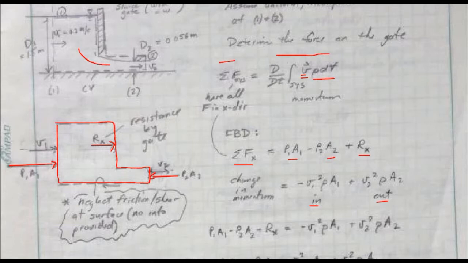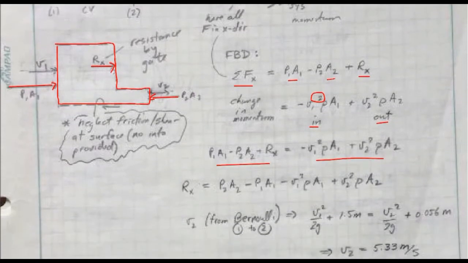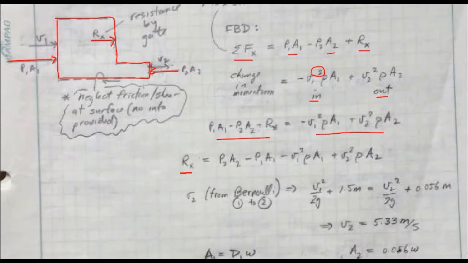So in this case, it's important to remember that you're always going to have a squared term for the velocity when you have the momentum. You have mass times velocity, again times the cross-sectional area. So if we equate the forces to the change in momentum, we can rearrange to solve for our unknown, which in this case is the resistance on the wall.